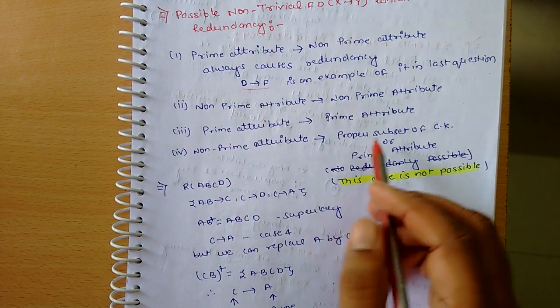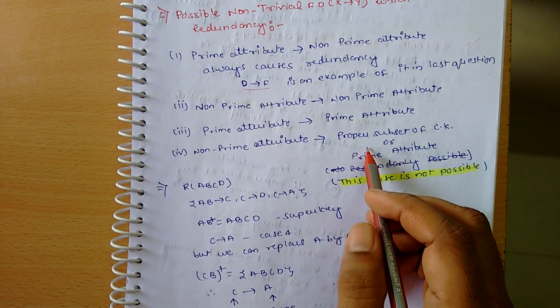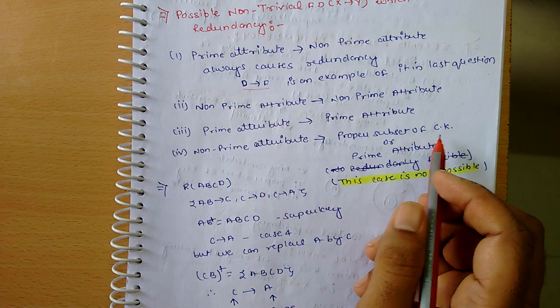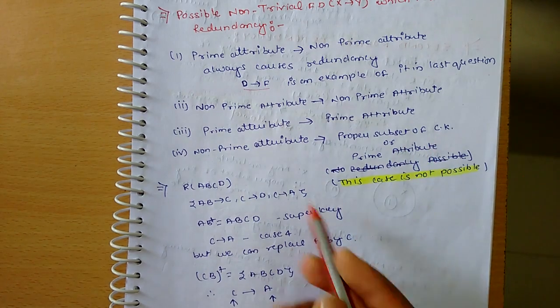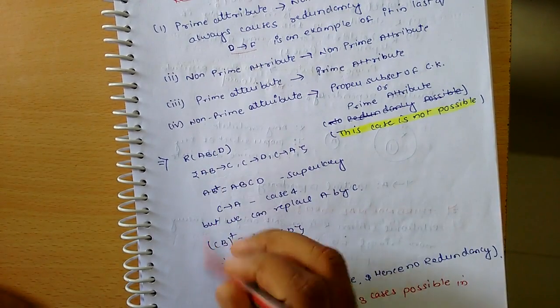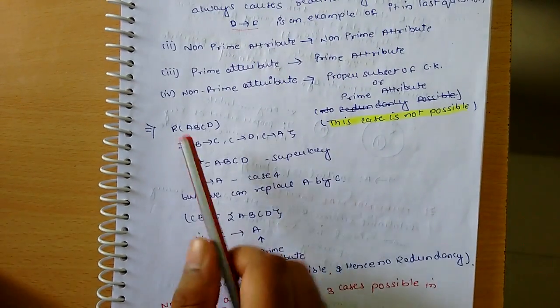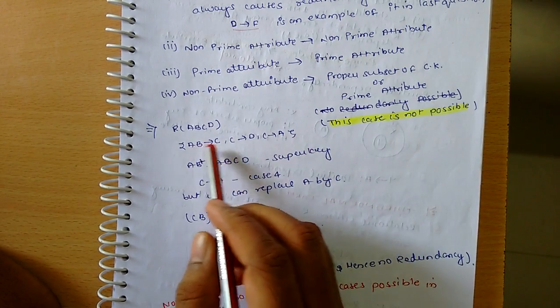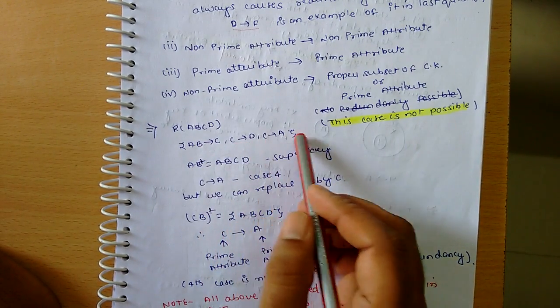Non-prime attribute to proper subset of a candidate key, this case is never possible. I'll tell you why this is not possible. Suppose there is a relation given here, ABCD, and these are the functional dependencies: AB goes to C, C goes to D, and C goes to A.